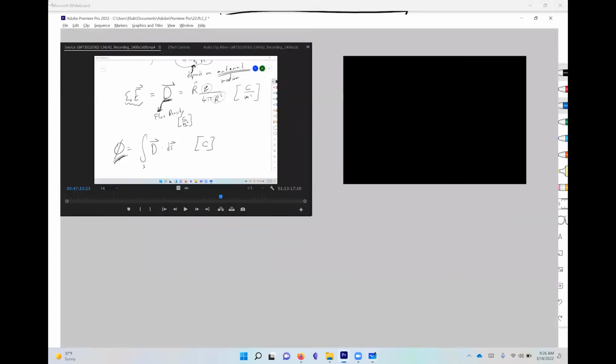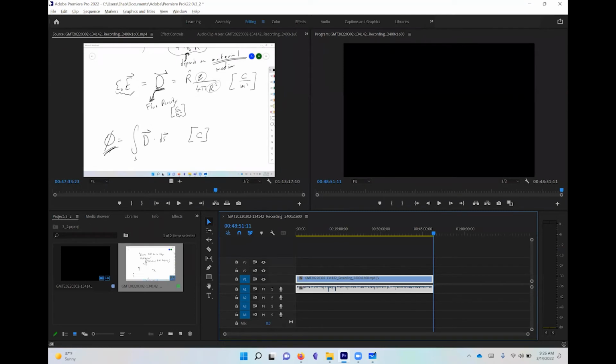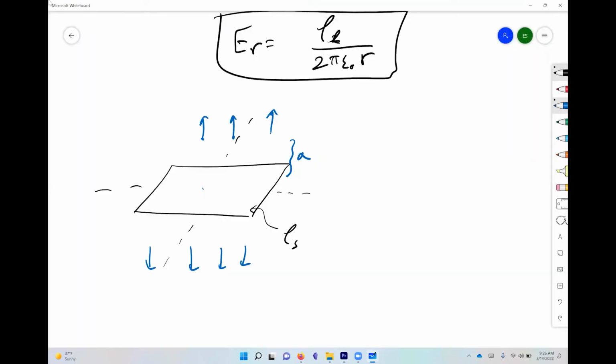Excuse me. Okay. So I need to find a Gaussian surface. The simplest I could think of is something like this. Any surface really with any area, let's call this area A. It could be anything. I could have drawn a cylinder, but I don't need to make it that symmetrical.